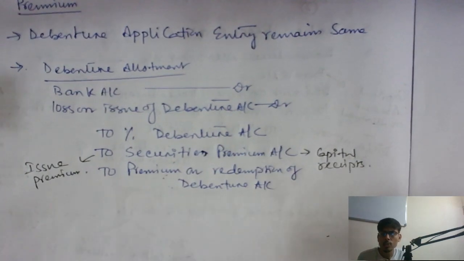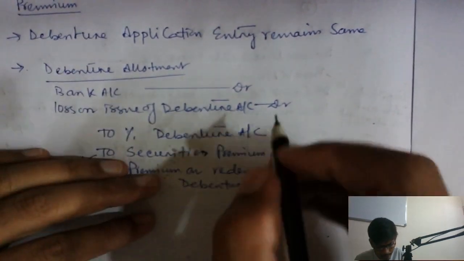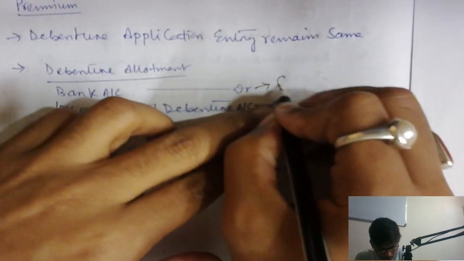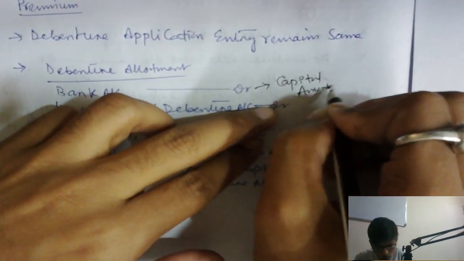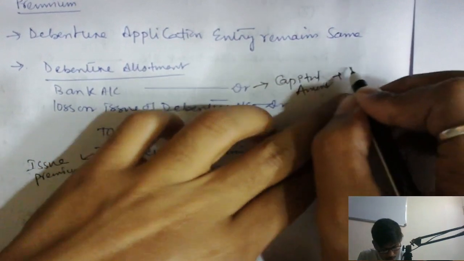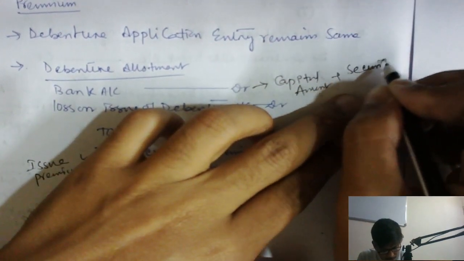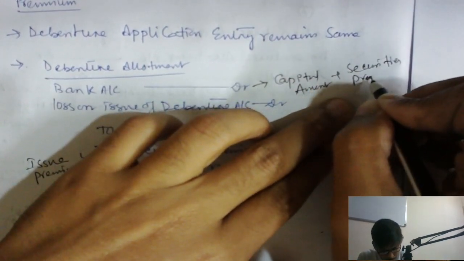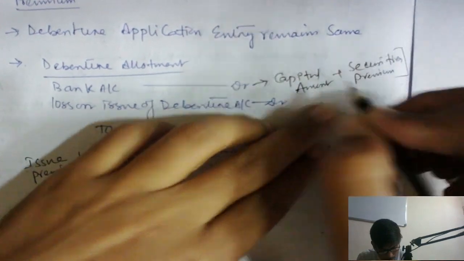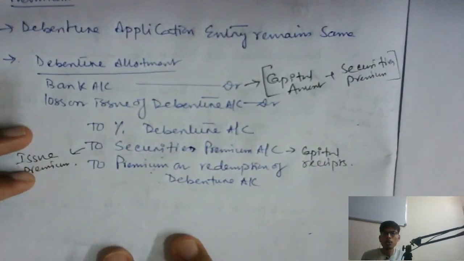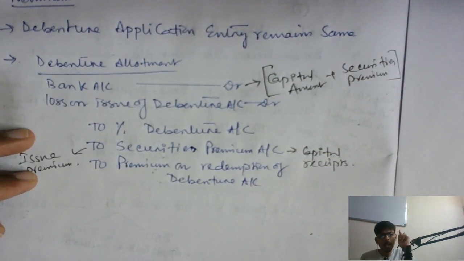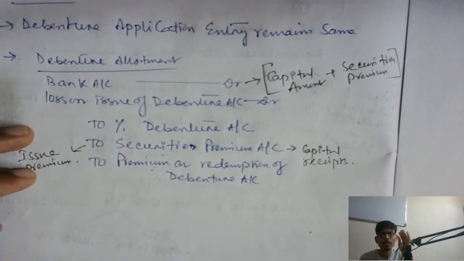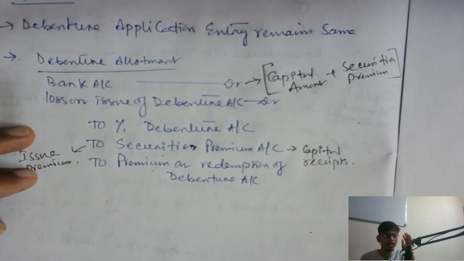Okay, so the bank account here, what will it be? This is actually your capital amount, that is the issue amount of the debenture plus securities premium, because it is extra. Make a note of that, it will be easy. So when the bank account is debited, it should be debited with the two amounts only: the capital amount of the debenture plus the securities premium on the debenture, received by issue of debenture.